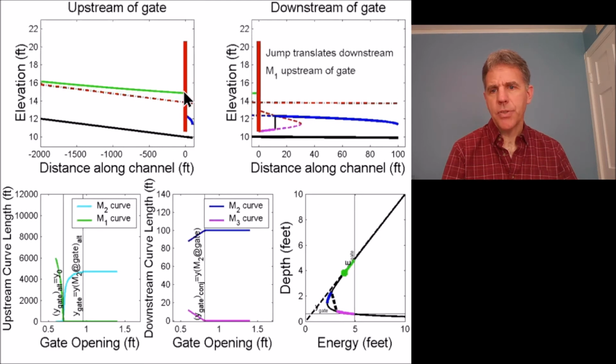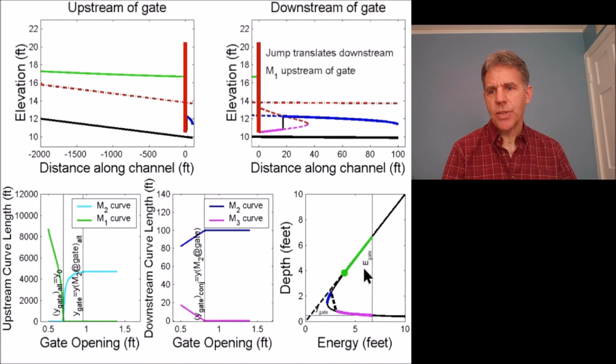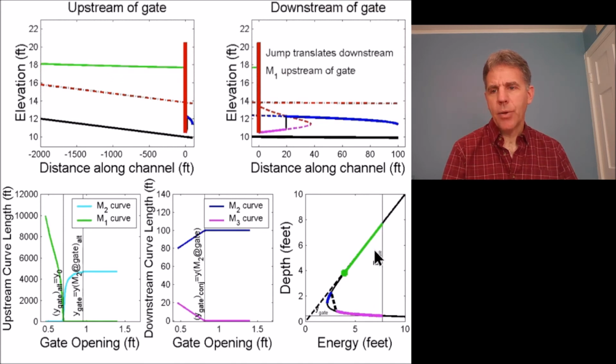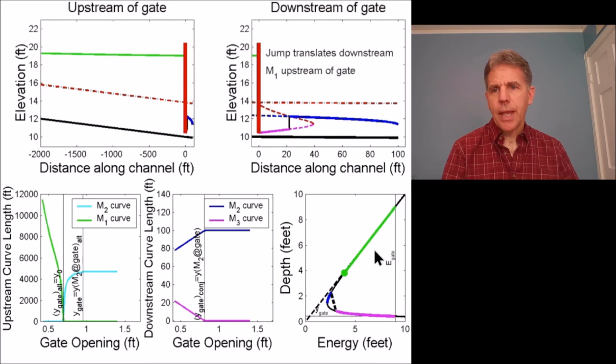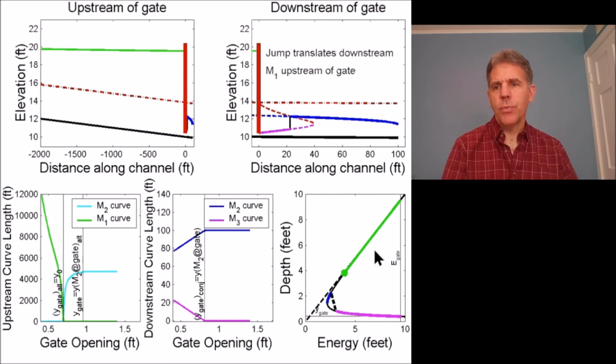You can see the depth is increasing rapidly upstream of the gate. The jump continues to translate downstream. You can see the gate energy increasing rapidly, and the EY diagram reflecting that as well. And I believe there we've reached the end of our animation. Let's take one final look at that. Our jump is as far downstream as we've observed it. Our depth upstream of the gate is as deep as we've seen it, meaning that the gate opening is as small as it's been, and so it requires more energy to pass through the gate.